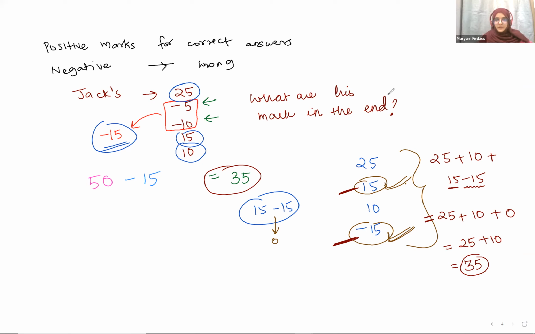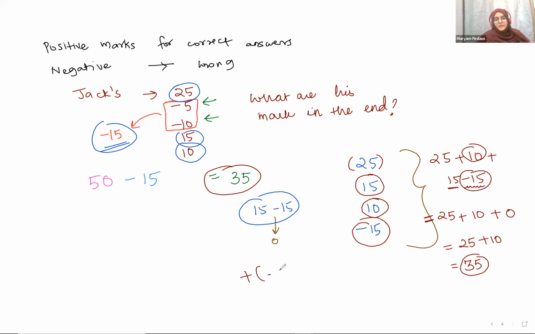Let me just show it to you once again. What I'm doing here is adding all of them. Keep track of what I'm saying: 25, here 25, plus 15, plus 10, plus minus 15. What is plus minus 15? Hiba, what is plus minus 15? Minus 15 itself, right?